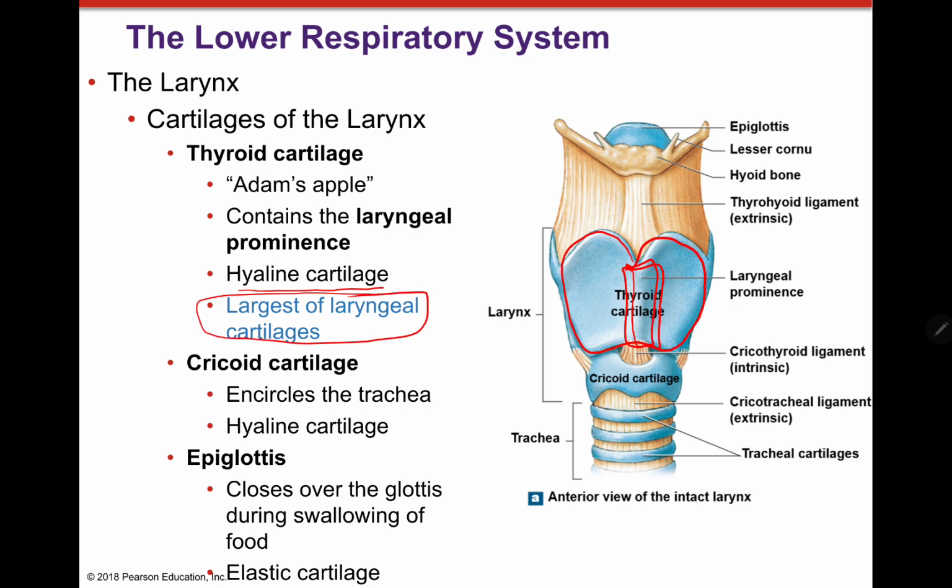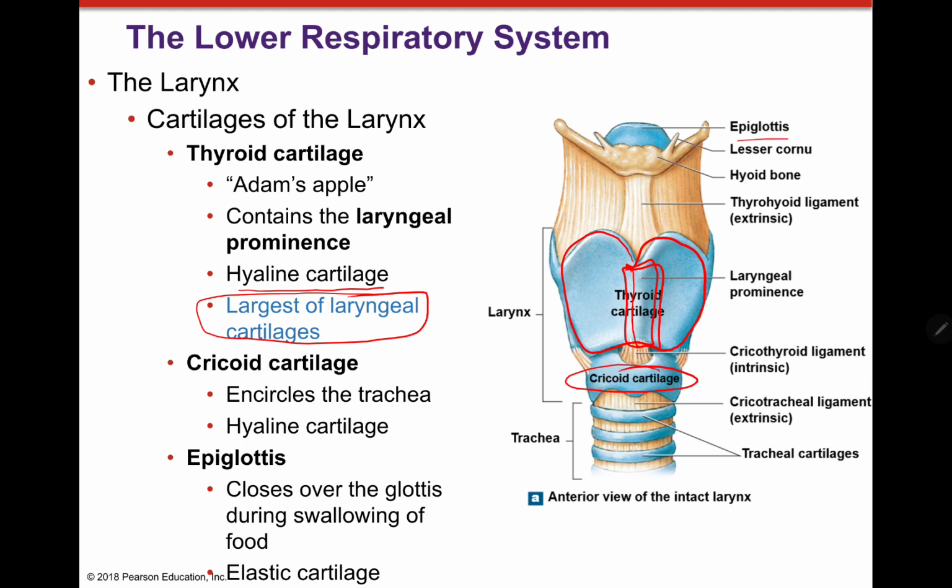Okay, it's going to be the largest of the laryngeal cartilages, right inferior to that thyroid cartilage, and it's going to be connected to it by that cricothyroid ligament, that intrinsic ligament. It's going to be the cricoid cartilage, right? That's going to help to encircle the trachea. Okay, and that's also going to be made up of hyaline cartilage.